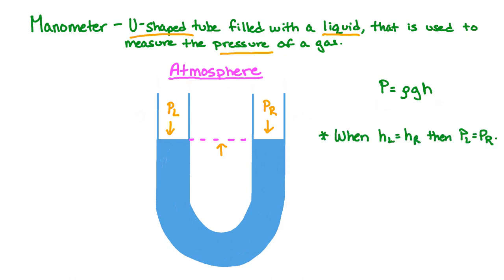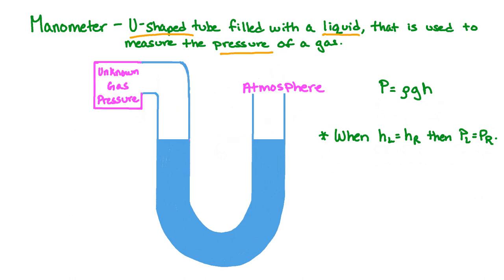In general, when we have a manometer, assuming that the liquid is the same throughout, when the height of the liquid in the left tube is equal to the height of the liquid in the right tube, then the gas pressure that the left tube is attached to is equal to the gas pressure that the right tube is attached to. What happens if they are both not open to the atmosphere?